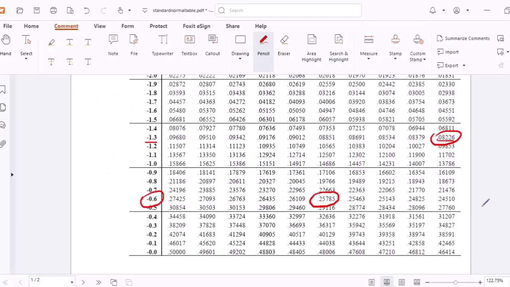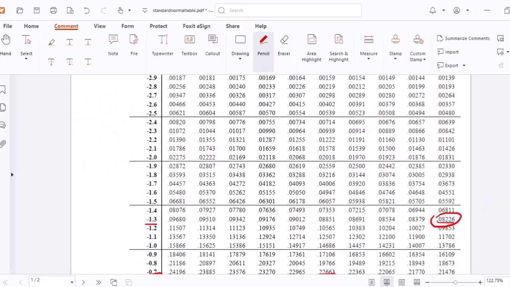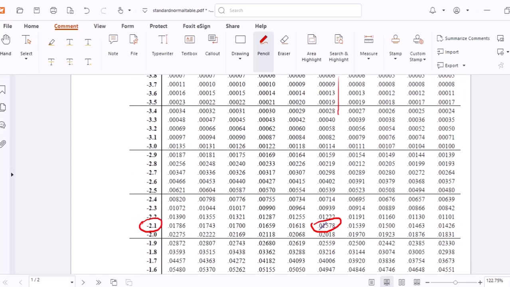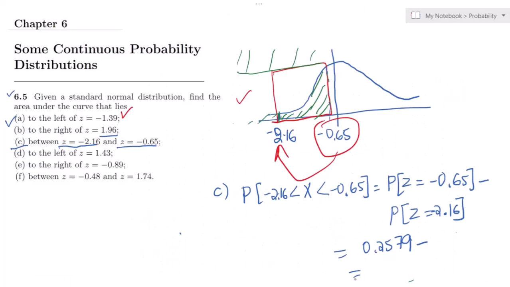Minus 2.16: this would be the minus 2.1 row, and the sixth column would be 2.16. So it would be 0.0158. Subtracting from them and performing this operation, what would I get? 0.2424, and that is basically the solution of part C of my question. So this is for part C.